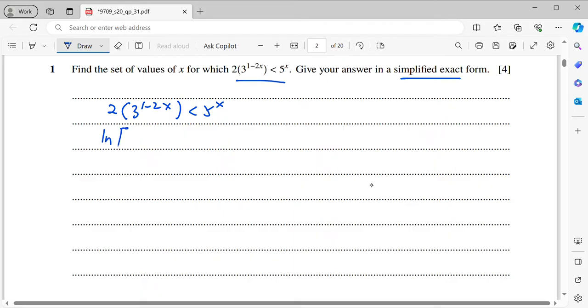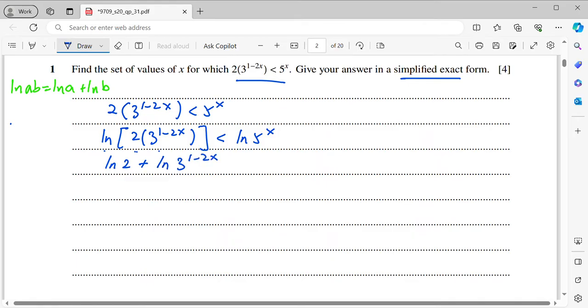Then I will just take ln on both sides. For the left hand side, you have ln of a multiplication of two terms. For this case, we will be using the formula ln AB equals ln A plus ln B. So this will be simplified into ln 2 plus ln 3 to the power of 1 minus 2x, is less than ln 5 to the power of x. Again, for the second term on the left hand side, the x is still the power of 3, so I will move it down by applying a formula.